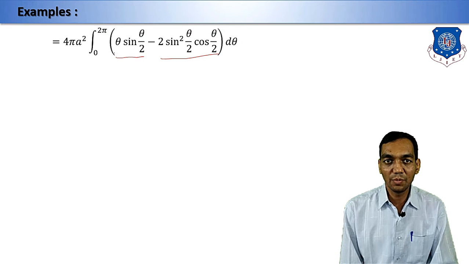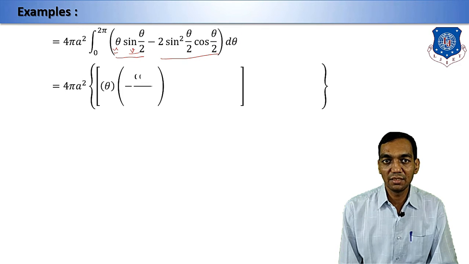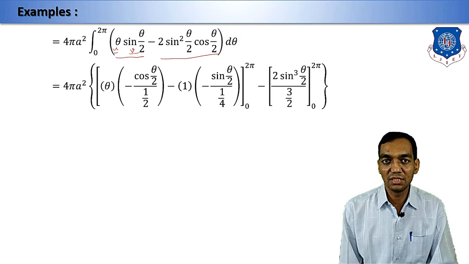Here we are going to apply u into v. This will be u and this will be v. So first you are applying u into v. Theta as it is, times the integration of sine theta by 2, which is minus cos theta by 2 divided by 1 by 2, because theta by 2 has a coefficient 1 by 2, minus the derivative of theta, which is 1, times the integration of minus cos theta by 2, which is minus sine theta by 2 upon 1 by 2 into 1 by 2, that will be 1 by 4. Then plus, 1 has a derivative 0, so we have these two terms only.